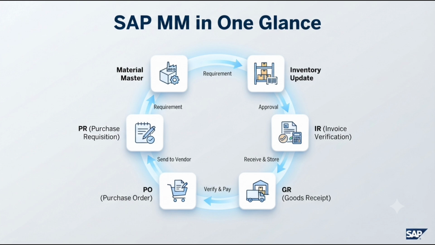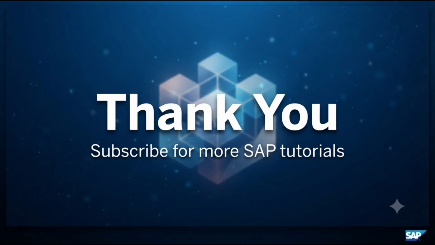Next comes Invoice Verification, where the system performs the three-way match between purchase order, goods receipt, and vendor invoice. Once matched, the invoice is ready for payment. Throughout this cycle, inventory remains visible in real time, and every document is linked.